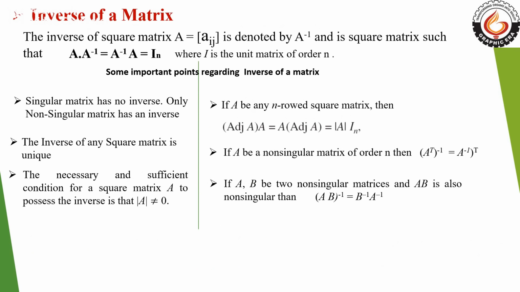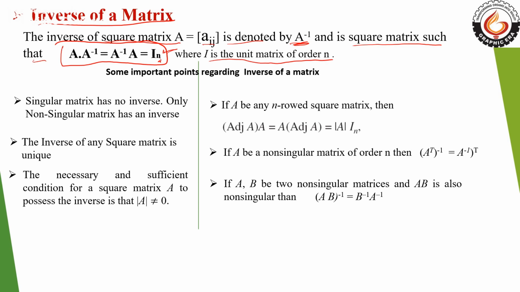Now the inverse of a matrix. The inverse of a square matrix A is denoted by A inverse, and is a square matrix such that A inverse A is equal to I n, where I n is an identity or unit matrix of order n.